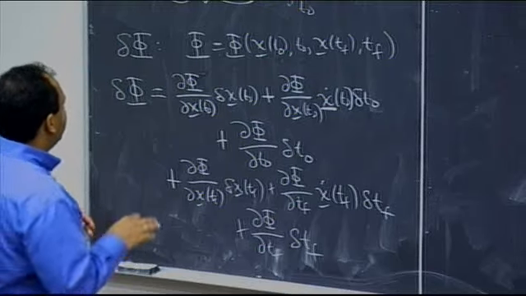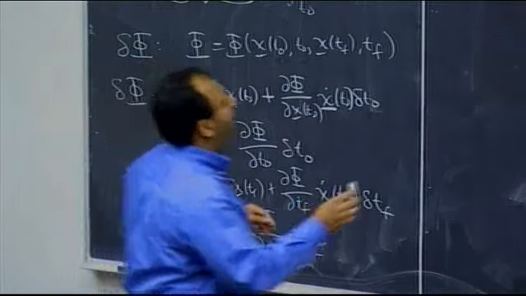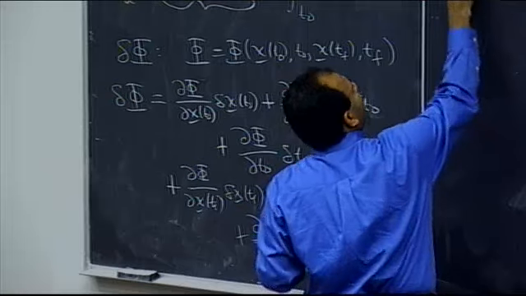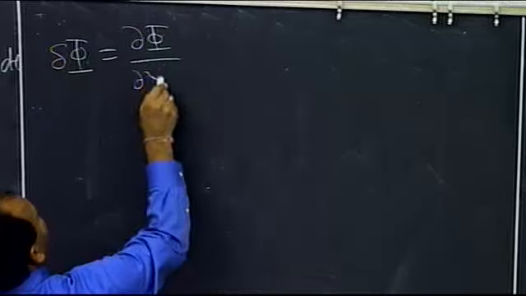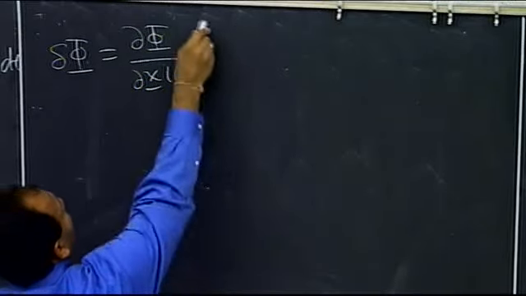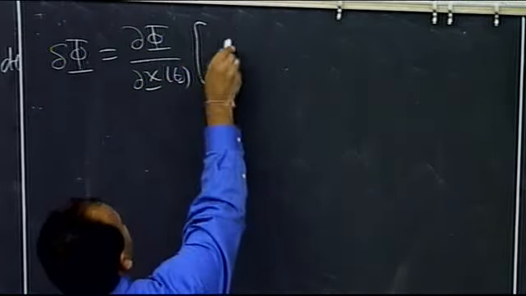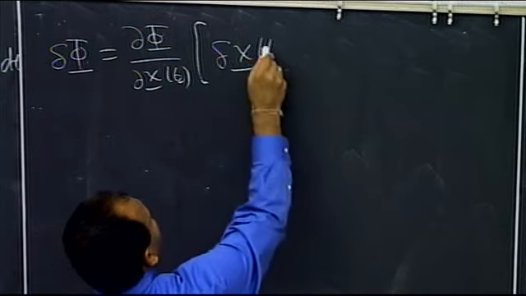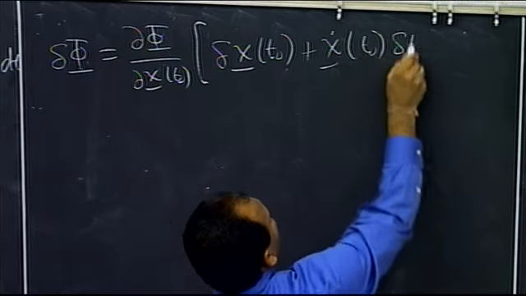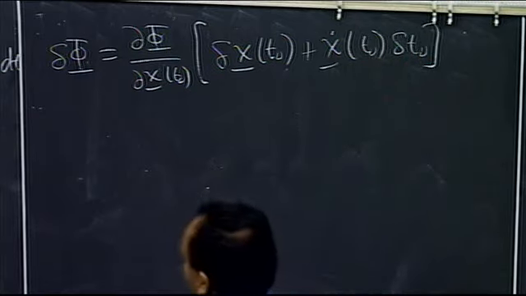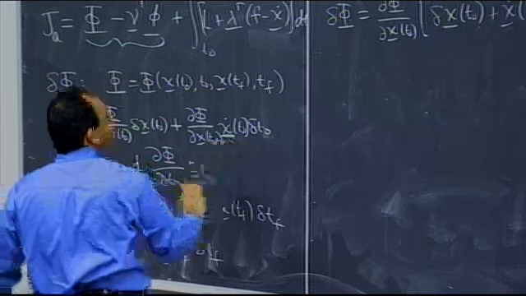Now, if you look at this, you'll see that I can combine some terms here. So when you rewrite this, you get the variation in phi is equal to the partial of phi with respect to x at t0, and then you've got this whole thing multiplied by the variation in x at t0 plus x dot at t0 times the variation in t0. That takes care of this term and that term.